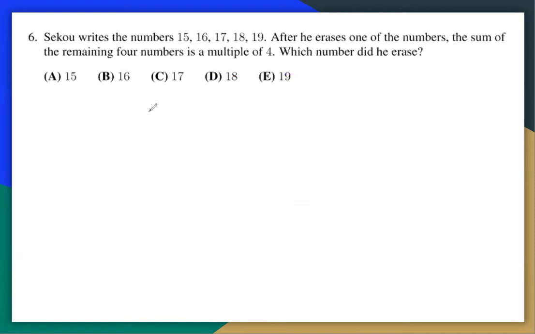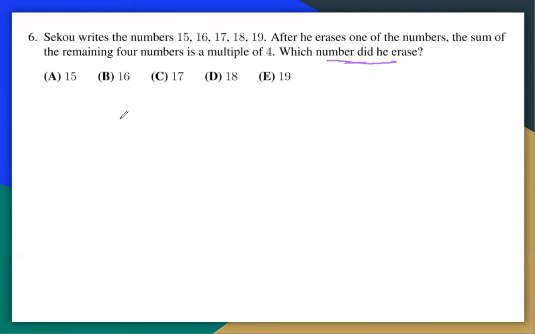So the next number is: a person writes the numbers after he erased one of these numbers. The sum of the remaining 4 numbers is a multiple of 4. And we want to know what number was erased. Okay, so we can probably add any 4 of these and see if it's a multiple of 4. But instead of doing that, I'm going to take mod 4 to see their remainders.